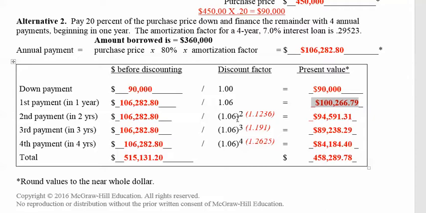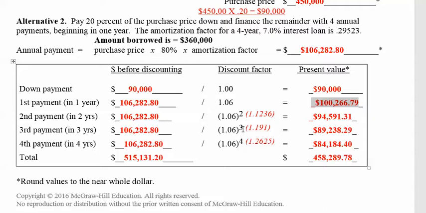For year 2, we are going to take 1.06 to the second power. Why? Because it's 2 years. And if we take 1.06 times 1.06, we get 1.1236.